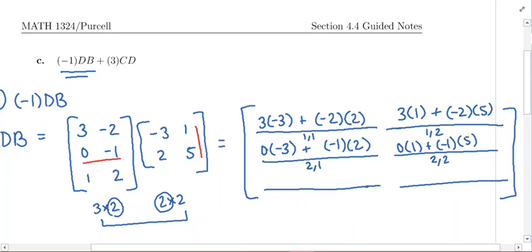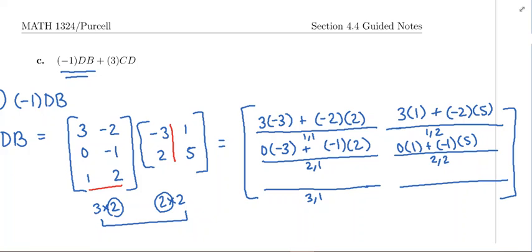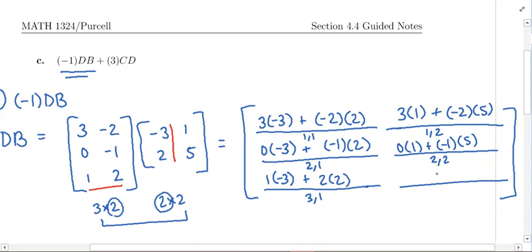All right, last row. Let's jump to the third row, first column. So now we're going to have to grab for the dot product the third row, first column. So we're going to have 1 times -3 plus 2 times 2. And for our last spot in the third row, second column, we will do the dot product of still the third row, but now the second column, and we will end up with 1 times 1 plus 2 times 5. Okay, and that's it. So we just need to simplify this.